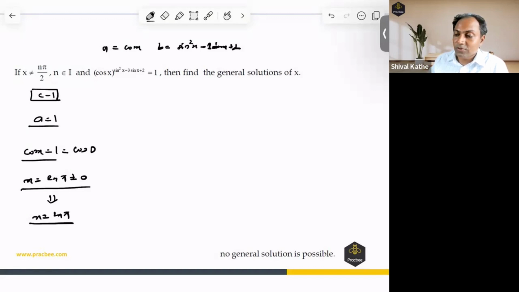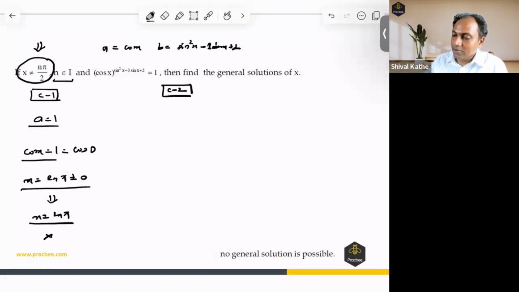Why? Because the question says that x cannot be equal to n pi by 2, n is an integer. So if I put n is equal to 0, 0 will go away. If I put n is equal to 8, 4 pi will go away. N is equal to 4, 2 pi will go away. So if they are putting this condition here, I cannot consider any of the solutions. So everything got rejected.